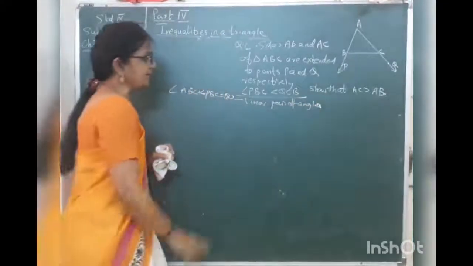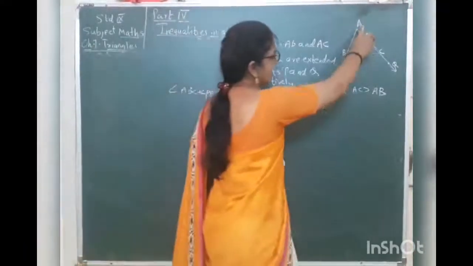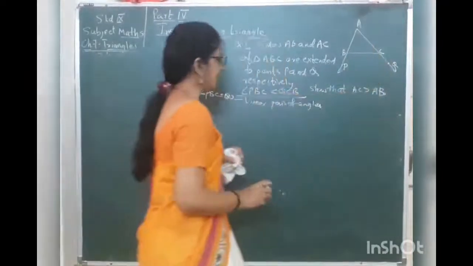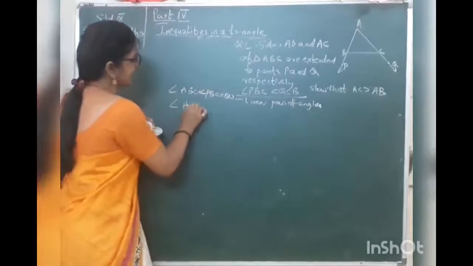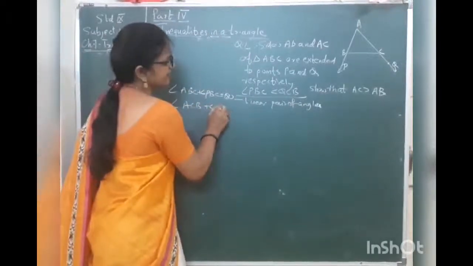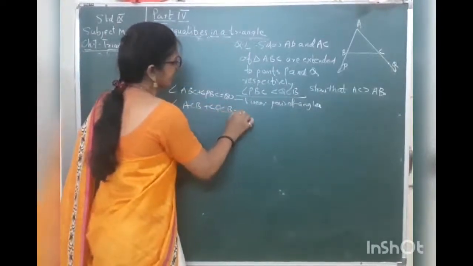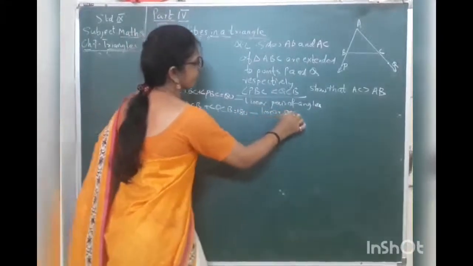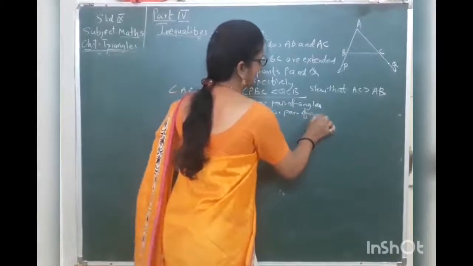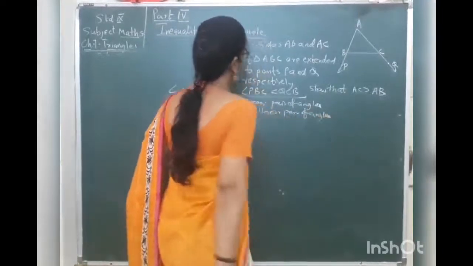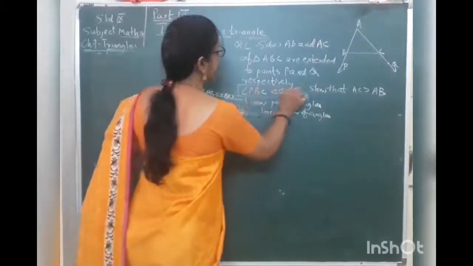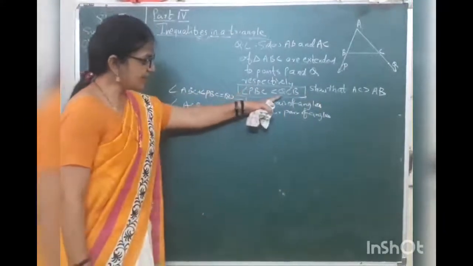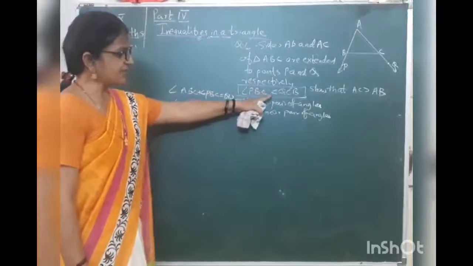Now the next part. Angle ACB and angle QCB also form a linear pair. So therefore, angle ACB plus angle QCB is equal to 180. Reason: linear pair of angles. Now compare this with this. Angle PBC is less than angle QCB.